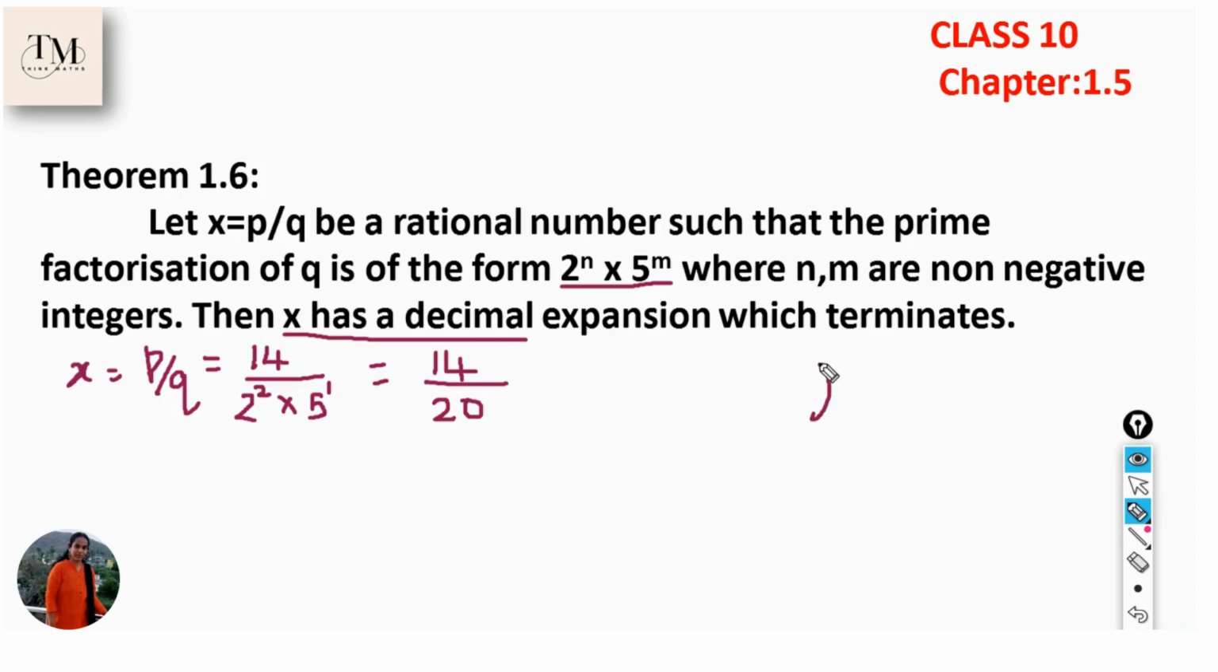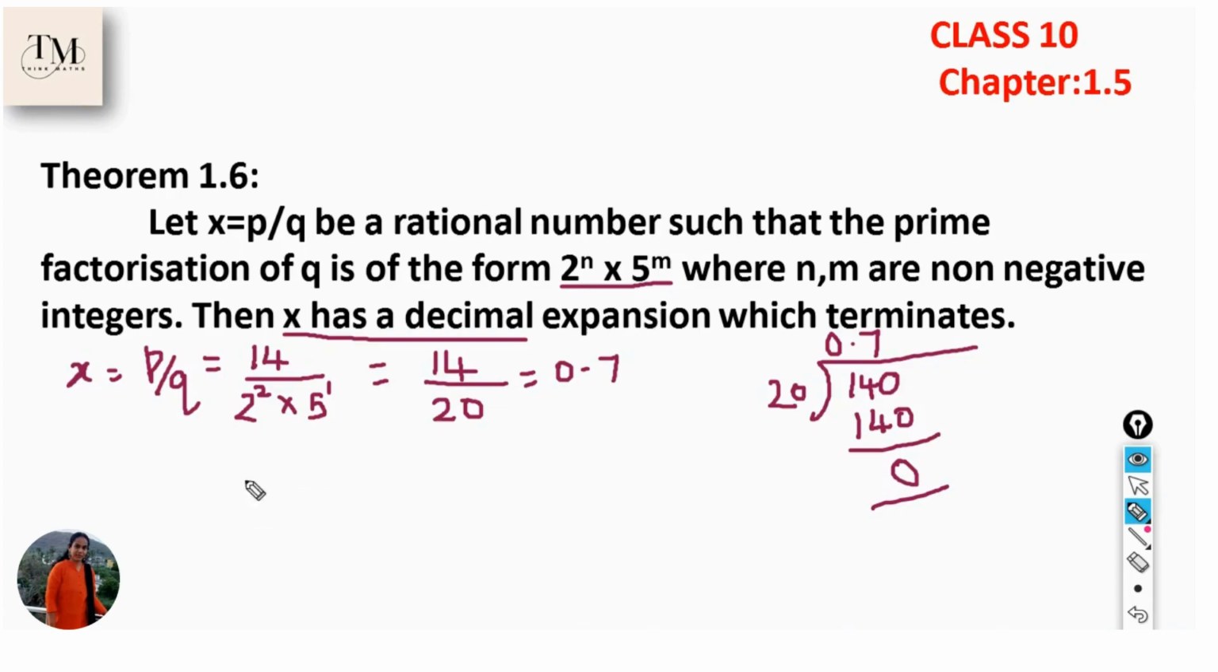So let us divide and check. 14 is not divisible by 20, so I add one 0 here and I put a point in the quotient. How many times does it go? It goes 7 times. 7 into 20 is 140 and the remainder is 0. So the answer is 0.7. So the decimal expansion terminates.